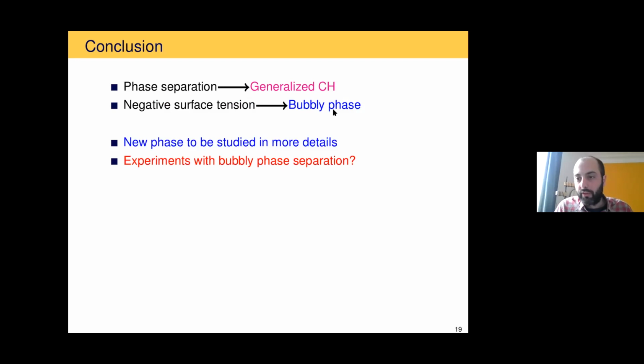So this bubbly phase is something that's been discovered very recently, and there are still many things that we don't understand. For example, I've told you about these two critical exponents. We don't know if they are universal, or how we could compute them, how they are determined. And another question for the future, more for experimentalists, is to see if we could observe in an experiment MIPS with bubbly phase separation, which is not the case so far.